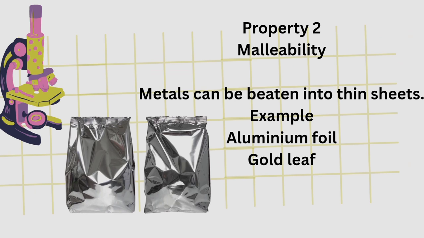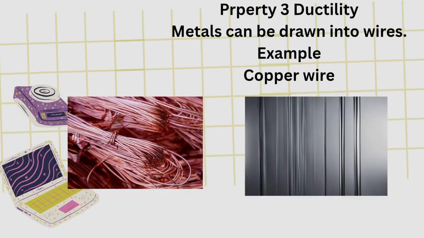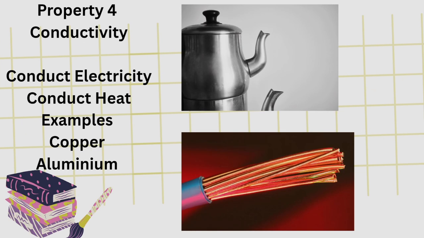Property 2, malleability. Metals can be beaten into thin sheets. Examples are the aluminum foil paper that we use to wrap food items, and gold leaf. Property 3, ductility. Metals can be drawn into wires. For example, the copper wires and aluminum wires that we use make use of the property of ductility.